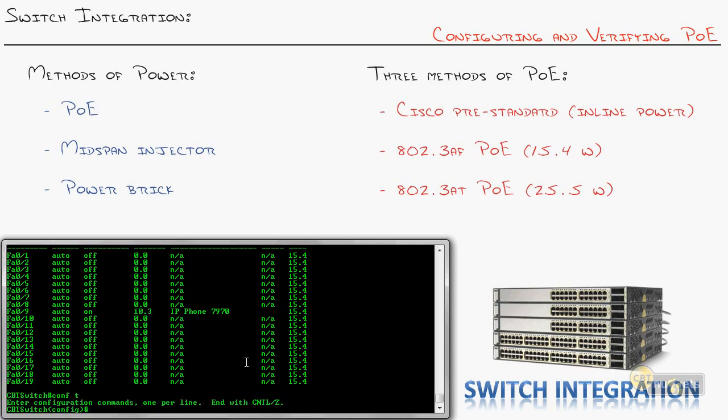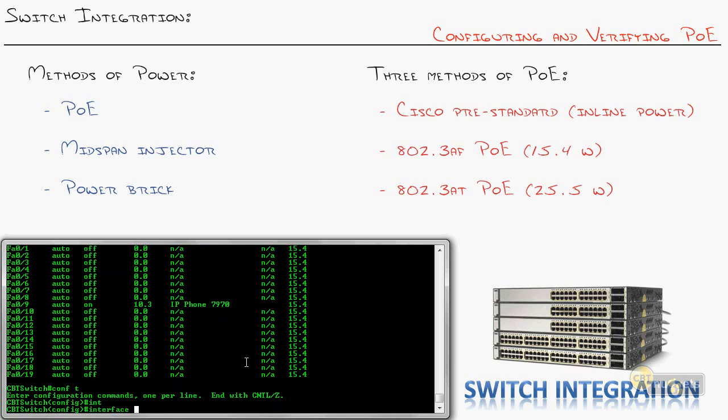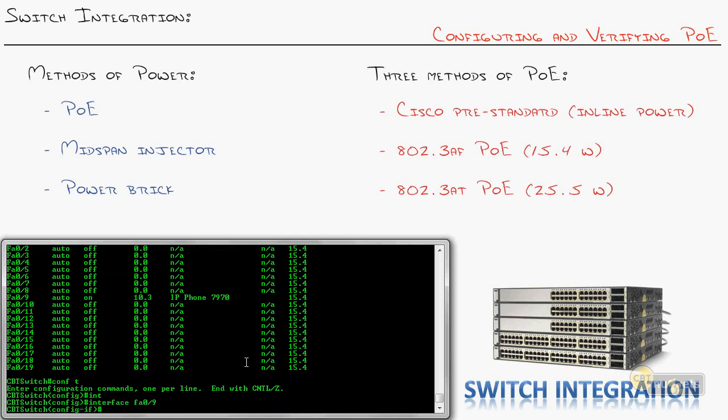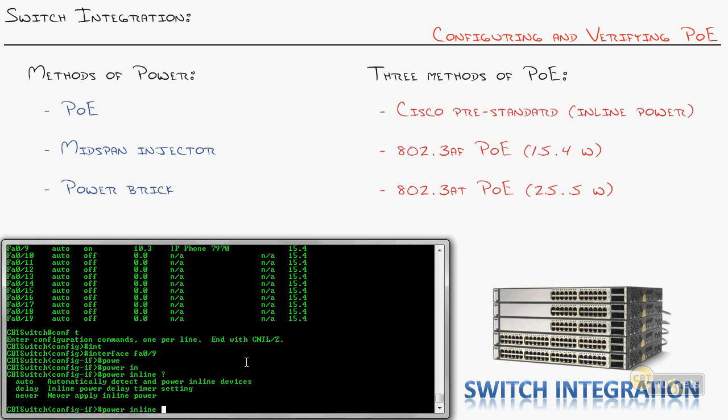I'm going to go into the individual interface. Let's do interface FastEthernet 0/9. I'm going to first off say power inline. You can see that there's an option. We can say I want to automatically detect, which is the default on every single switch, or I can say I never want to apply power on this port.